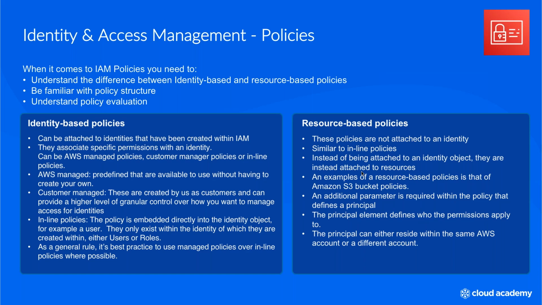Now, because these policies are not attached to an identity, there needs to be a parameter within the policy that defines a principal, so AWS knows who or what these permissions apply to. This principal relates to an identity and can either reside within the same AWS account or, in fact, a different account.